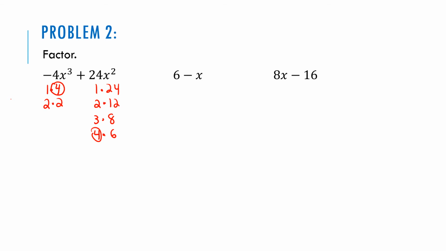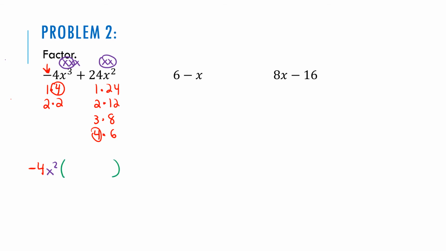So I'm going to pull out a 4. Now, since the very first term had a negative sign, I'm going to put a negative 4 instead. Now, the very first one, I have 1, 2, 3 x's for the first term, and the second term has 2 x's. So the most x's they have in common is 2. So that's the greatest amount of x's that they share.